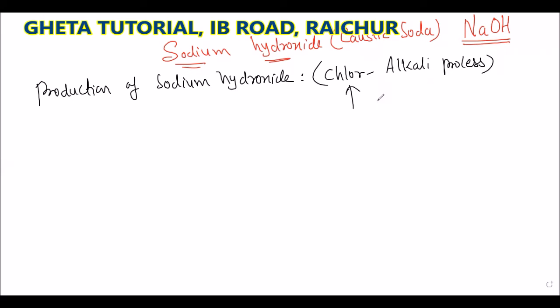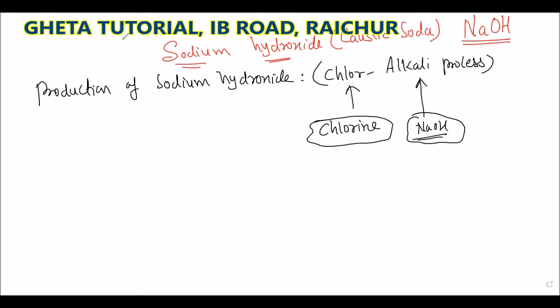Chlor. What do you mean by chlor here? Chlor means chlorine. Chlor for chlorine. Alkali means what? Sodium hydroxide. Correct. Alkali means sodium hydroxide. So in this reaction, two products will be produced. One product is chlorine, and another product is called alkali, that is NaOH. That is why this process is called the chlor-alkali process.